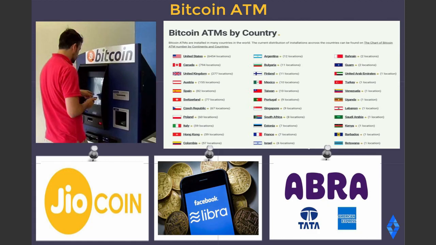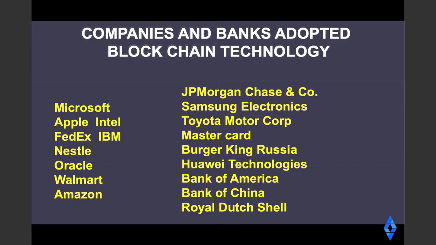And many more companies like Tata and American Express will soon release their own cryptocurrency in the near future. Many reputed organizations and banks have already accepted the use of cryptocurrencies and blockchain. Likewise, businesses involving cryptocurrency and blockchain are increasing day by day.